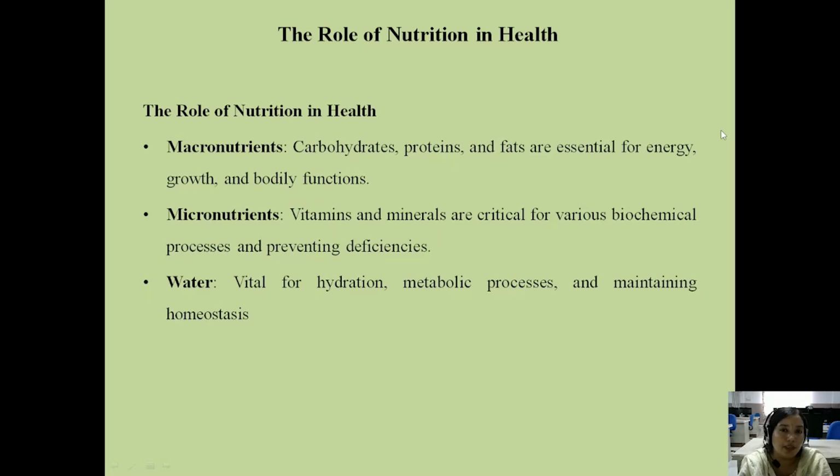Then the role of nutrition in health. Macronutrients are there: carbohydrates, proteins and fats are essential for energy, growth and bodily function. Micronutrients are there: vitamins and minerals are critical for various biochemical processes and preventing deficiencies. And water is vital for hydration, metabolic processes, and maintaining homeostasis.